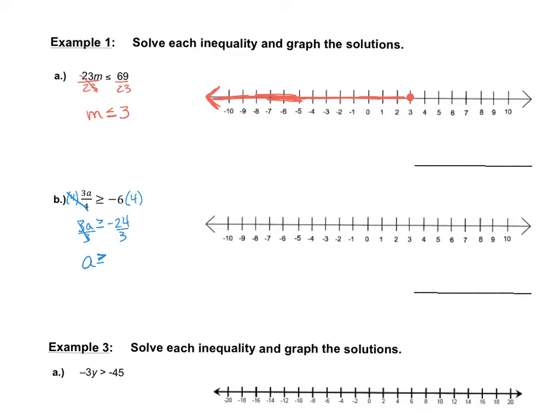Negative 24 divided by 3 is negative 8. That's a closed circle at negative 8. And it's a greater than symbol, so it matches the arrowhead on the right. And so this is my inequality graphed. So for the set builder notation for both of these now: all the values of m such that m is less than or equal to 3. And for example b, all the values of a such that a is greater than or equal to negative 8.